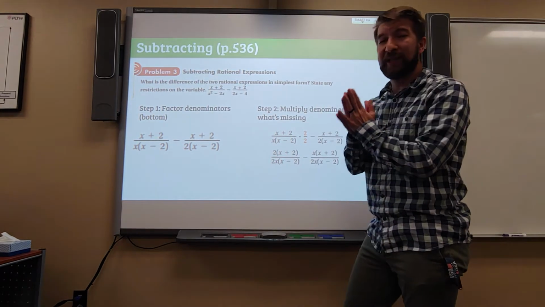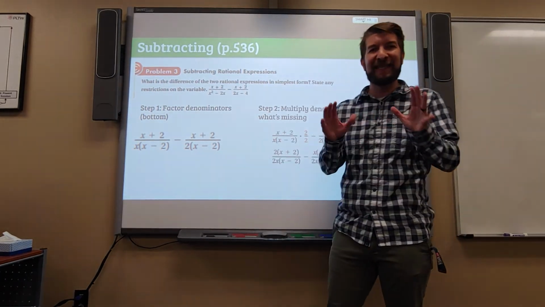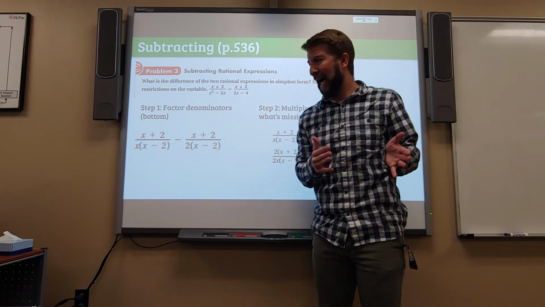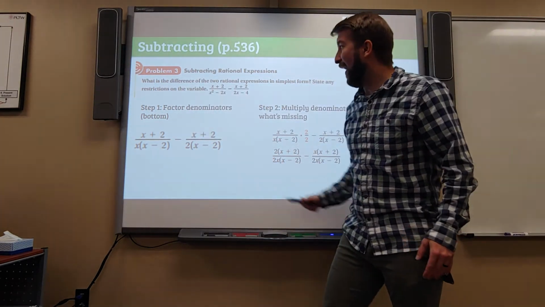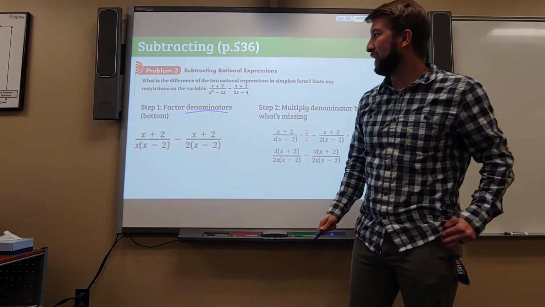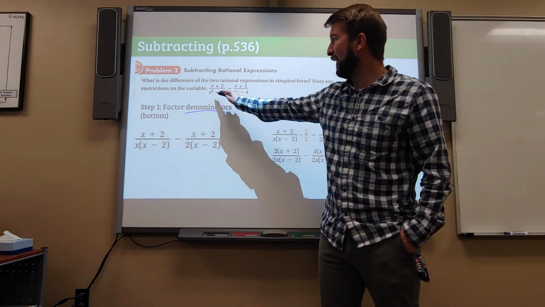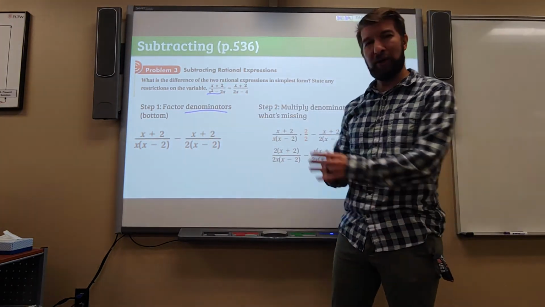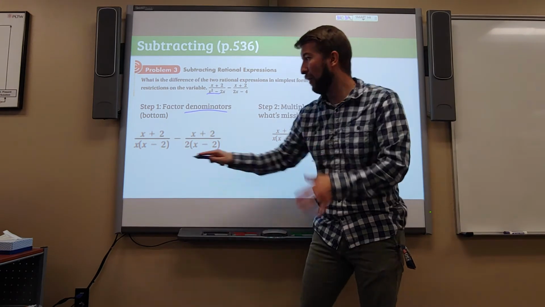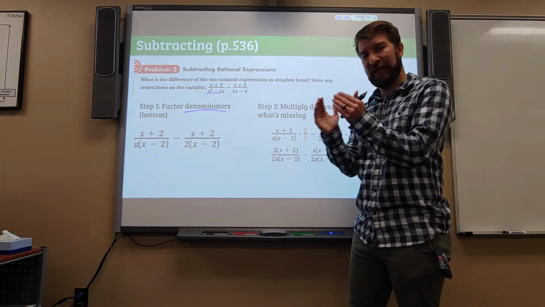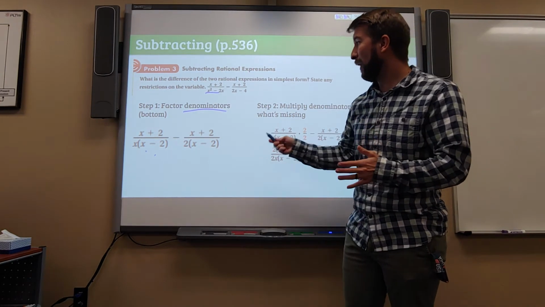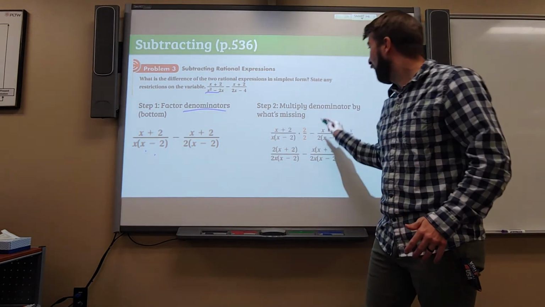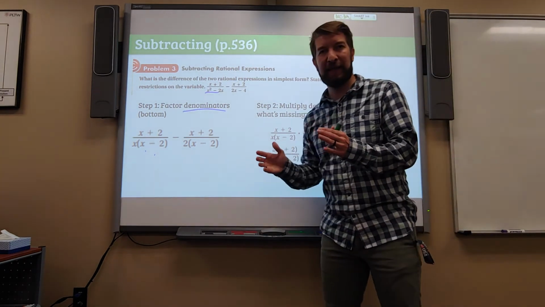Alright, so subtracting rational expressions is basically the exact same as adding. Alright, first step, I'm going to factor the denominators. That's the bottom. So over here, they just factored it out where you have a variable and a number inside parentheses. That's what we want to look at when we factor. And then we're going to multiply by whatever's missing.